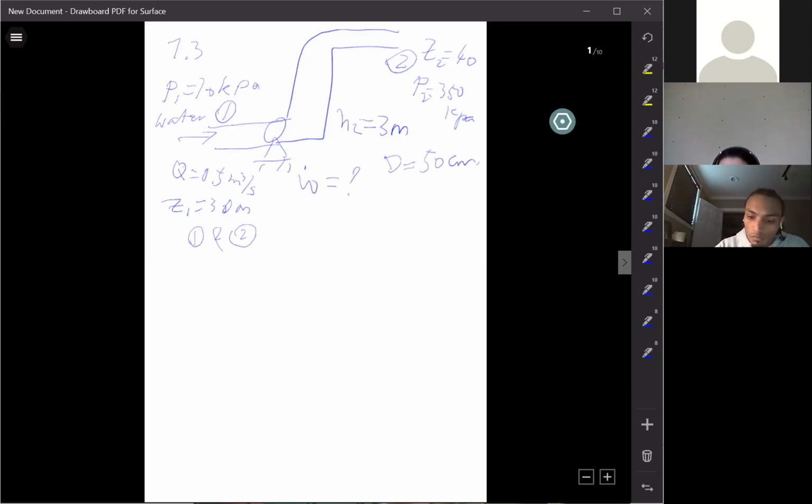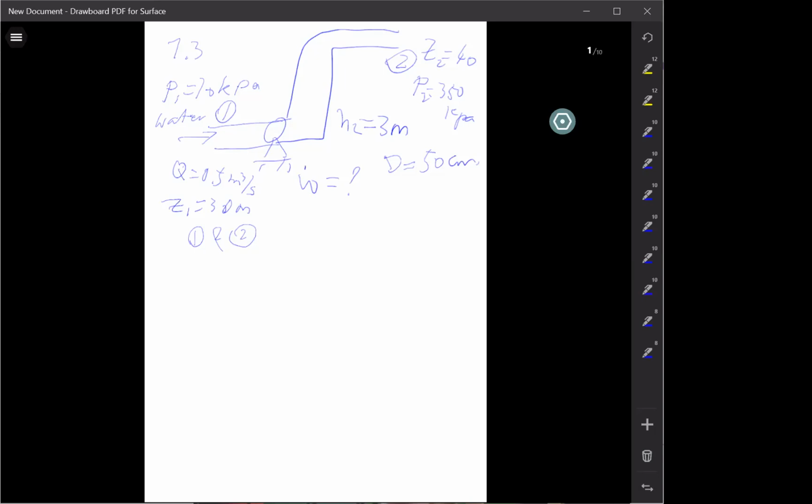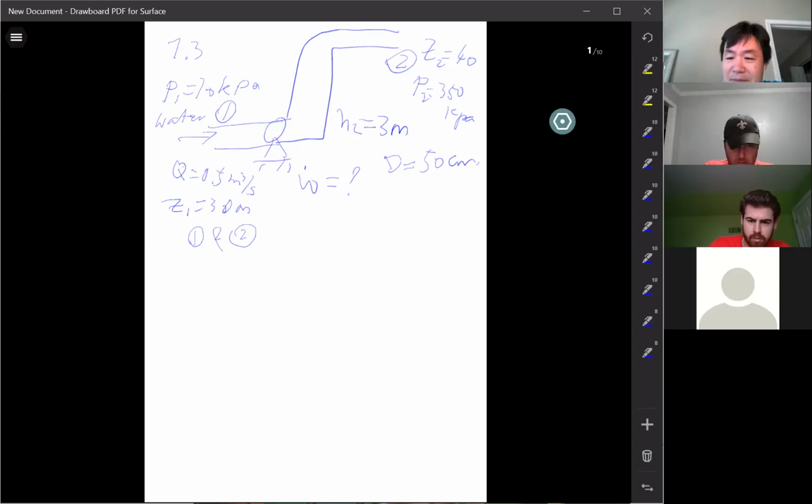So it's a Bernoulli equation. Does it have turbine head? No. Good. So you don't need to have the turbine head in there. Does it have pump head? Yes. Does it have head loss? Yes, it was given. That's good. So I assume everybody can write down the equation, right? Write it down now. Please work with me. I'll give you 2 points for the quiz. I think everybody will get the 2 points here.